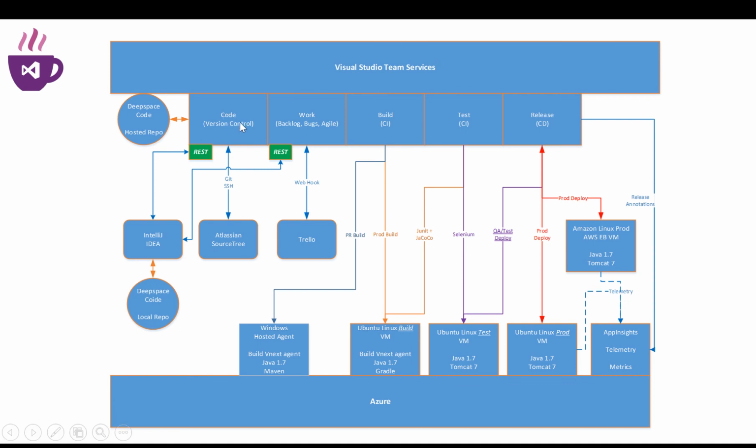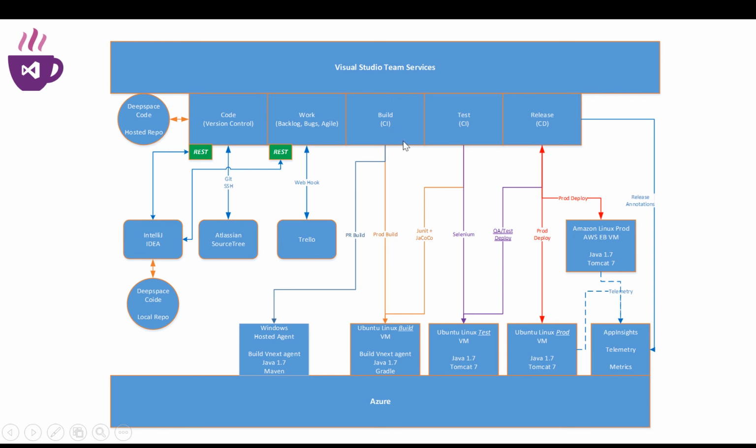And when I do complete the pull request, that will merge my changes from my branch back into master, which will kick off a CI build in production. That CI build is going to use a Linux VM that I've stood up in Azure. It's going to build using Gradle, our build vNext agent, in Java 1.7. It'll also run JUnit tests and publish the results, and run a JaCoCo code coverage.